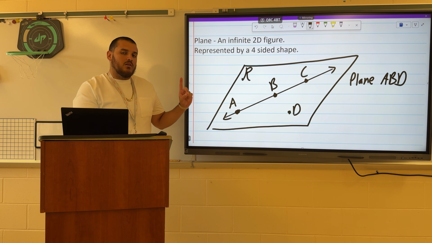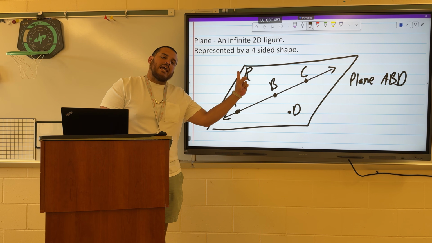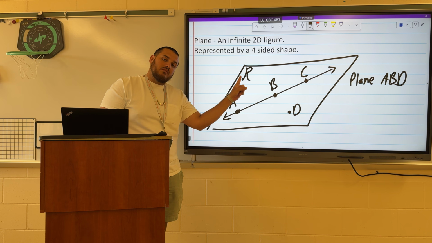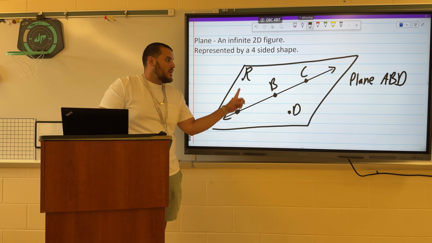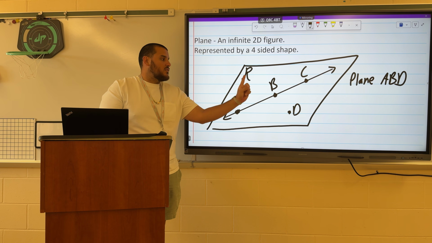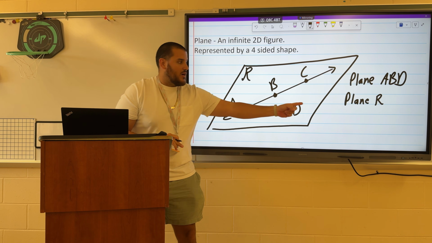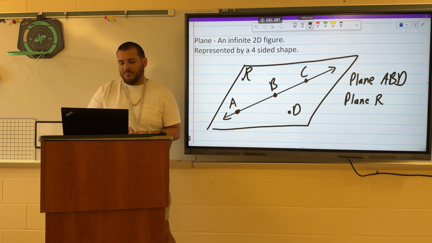I could also name a plane if I'm given a capital letter in the corner. So not next to a dot, so this is not a point, because there's no point drawn next to it. If I have a capital letter alone like this in the corner, I can name the plane using it. So I could call this plane R. By the way, there's no symbol for a plane, which is why I spelled the word plane out.